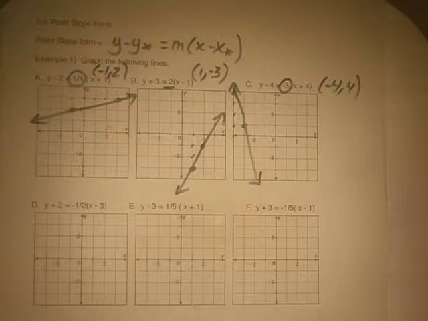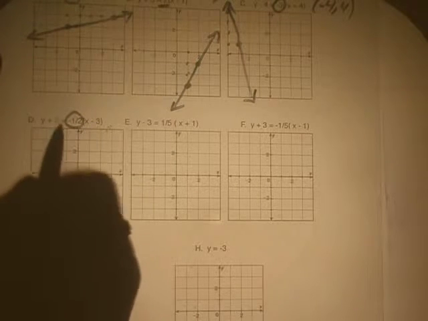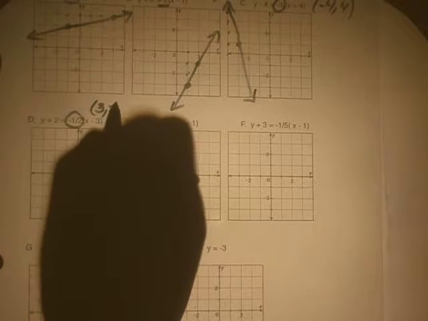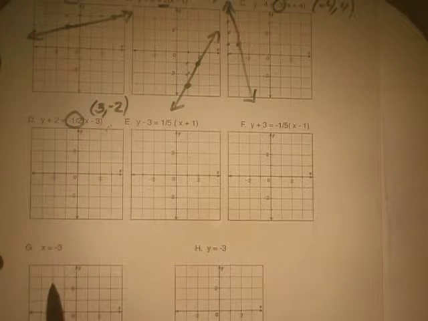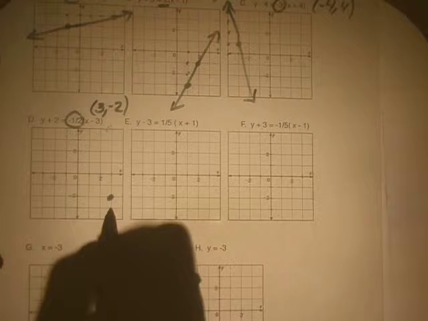Letter D, our slope again is this number right out in front, -1/2. To get our point, we do the opposite of these two. So our point for letter D will be 3, -2. We're going to go 3 spaces to the right and down 2. Now from there, our slope is -1/2. Looks like this one goes off the graph a little bit. Down 1, 2 to the right.